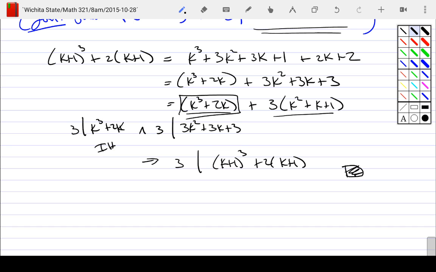Isn't that kind of interesting? So any integer cubed plus twice that integer is always a multiple of 3. No matter what. And I've proved it. Well, what about 101? Induction's done everybody, so we're done. We don't have to show that. I just know it's true.